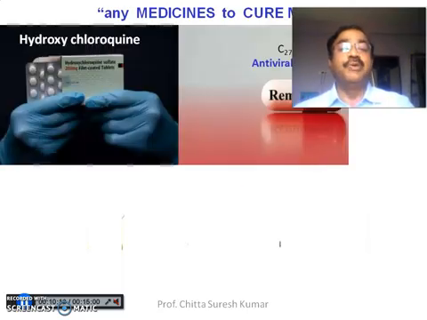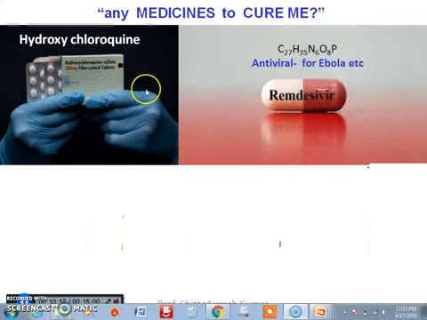People are now using hydroxychloroquine, which is actually a malarial drug, and remdesivir, an antiviral which is used for Ebola, etc. Then this combination of hydroxychloroquine with the antiviral, they are giving along with azithromycin as well. People are also going to use this.